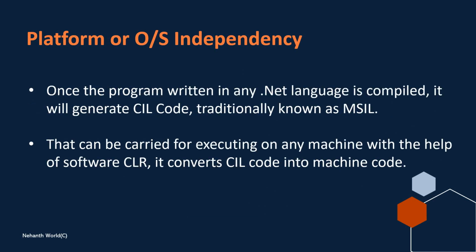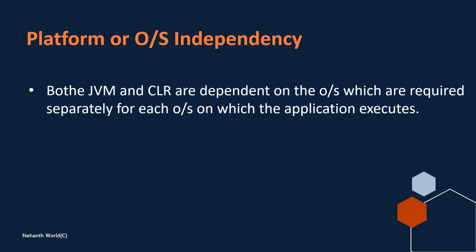Once the program written in any .NET language is compiled, it will generate CIL code, traditionally known as MSIL, as we just discussed. That can be carried for executing on any machine with the help of software CLR. It converts CIL code into machine code. Both JVM and CLR are dependent on the operating system, which are required separately for each operating system on which the application executes.